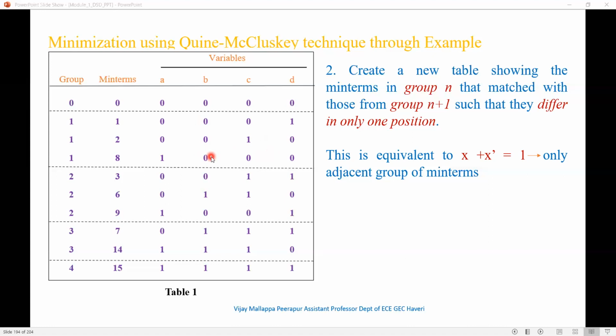As we know, if we group two min terms, we eliminate one variable. If we group four min terms, we eliminate two variables. And if we group 8 min terms, we eliminate 3 variables. Our objective is to minimize the literals in the given Boolean expression. So now we compare the group 0 min terms with the group 1 min terms.